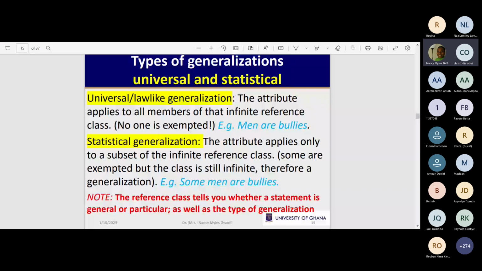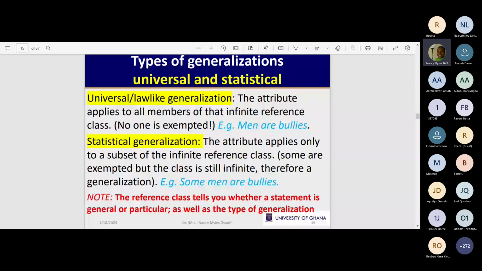Why is it that the empirical scientist will prefer a universal generalization that can easily be false? That one is more valuable to the scientist than the statistical one, which will easily be true. What is wrong with the empirical scientist? You will see the logic of that. From here, just understand that statistical generalizations make exceptions to the general set. It is still general, but it makes exceptions.